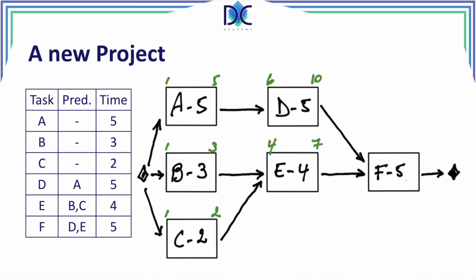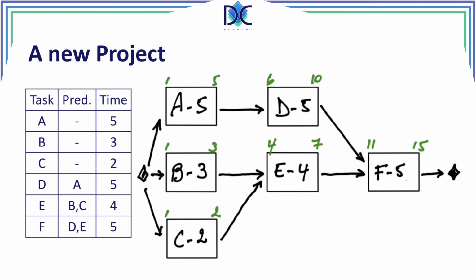And now we can find the early start of activity F, which is the maximum of the early finishes of D and E plus 1, in this case D. So we have 10 plus 1, and the early start of activity F is 11. 11 plus 5 minus 1 is 15. So the end date of the project is 15. So after 15 periods, the project is finished.